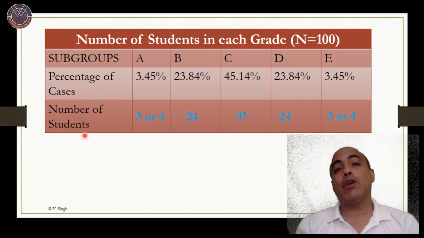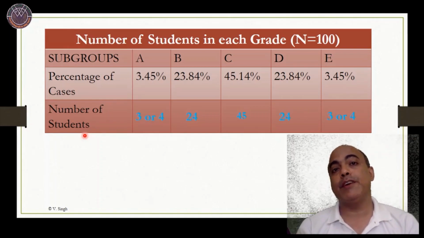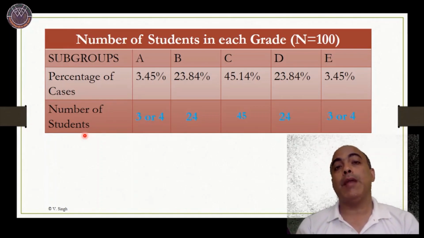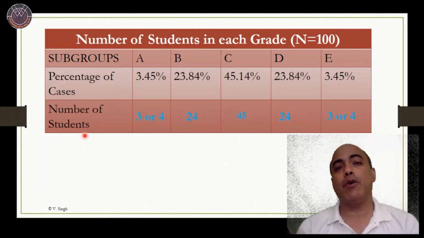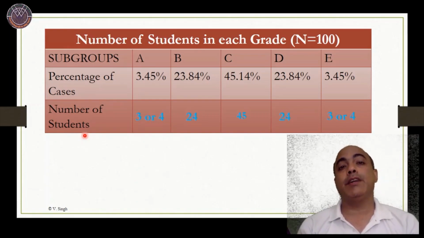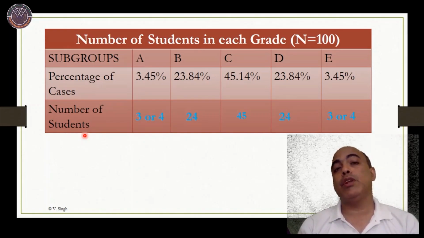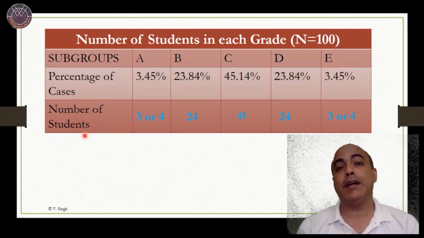So this is one of the applications by which we can divide into different subgroups. If that particular trait is normally distributed, then we can easily follow the NPC table and divide into 5 subgroups or 10 subgroups, and then convert the percentage of cases into the number of students in each category. So this is one important application of the normal probability curve.